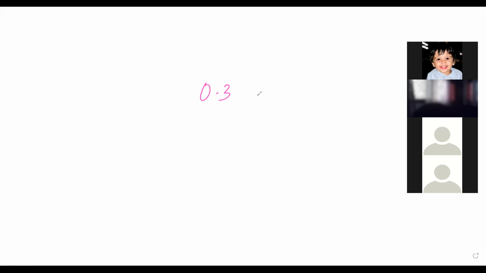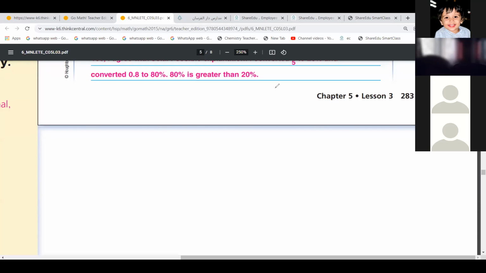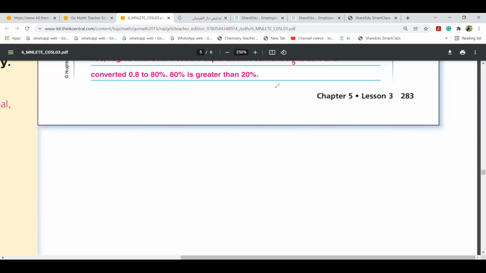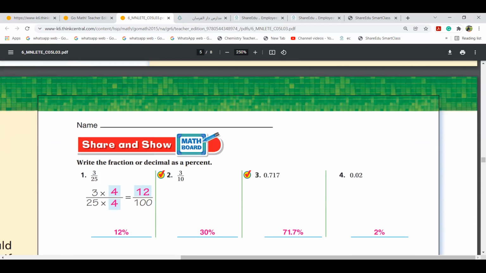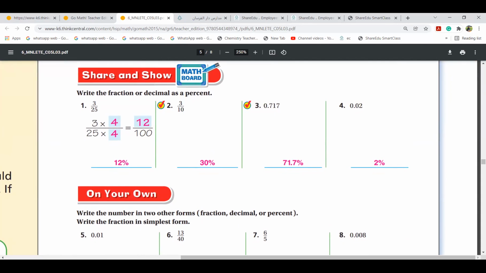By 10. Right, let us get back to the book. Everyone, please turn to page number 283. Turn to page 283.